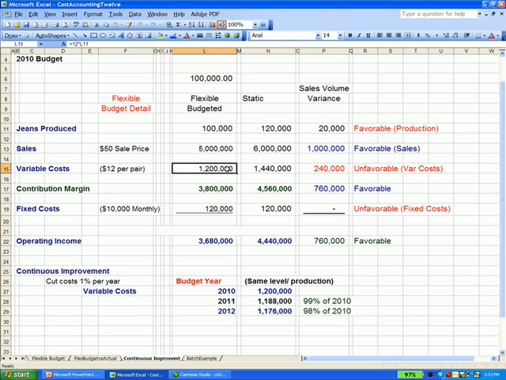If you look up here at the top, variable costs for 2010, which is our budget year, happen to be 1.2 million. You'll see the same thing at the bottom of the page here. And we're also assuming that the level of production, the number of blue jeans we produce, stays the same at 100,000 pairs of jeans. So in 2011, our costs are 99% of the 2010 level. And in 2012, our costs are 98% of the 2010 level. So we're continuously improving, we're continuously lowering cost, which increases our profit margin, everything else being the same.